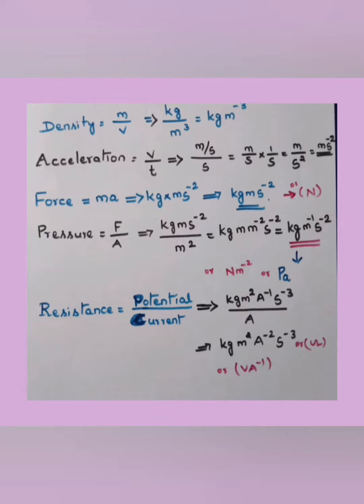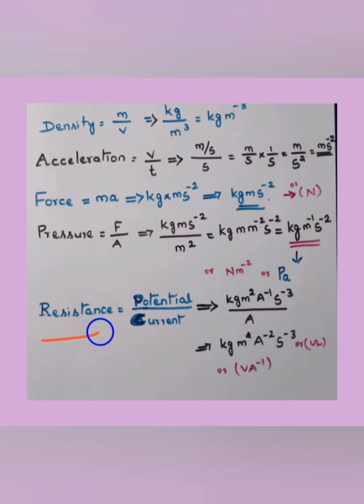It also can be written as, you just look into this, kg meter per second square, which is 1 Newton, per meter square. Again we write Newton per meter square, or Pascal. SI unit of pressure is Pascal. This unit could be expressed in this way.